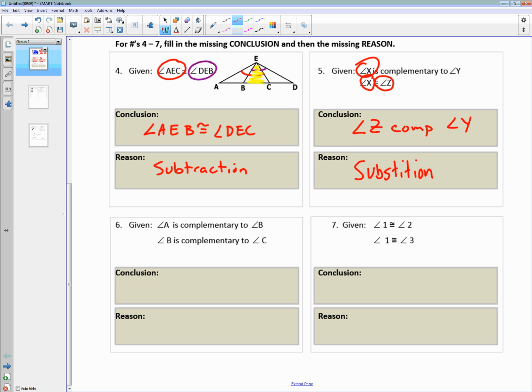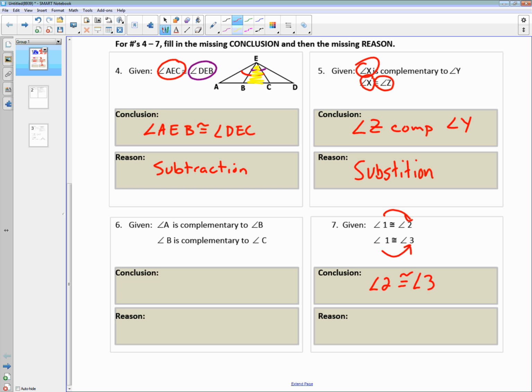I'm just going to go clockwise here, go down to number 7. 7 looks like substitution. 1 is congruent to 2, 1 is congruent to 3, so that means 2 is congruent to angle 3. When you mix and match like amounts, it's basically substitution at work.